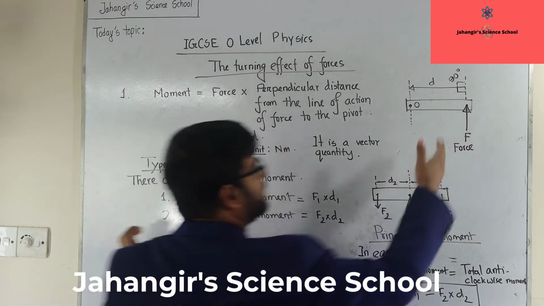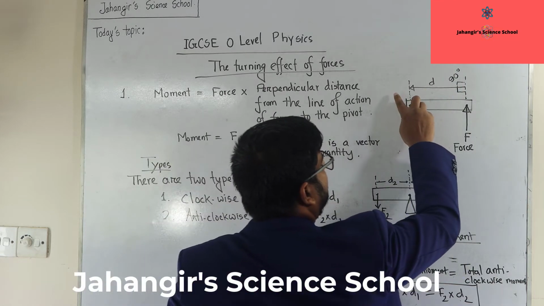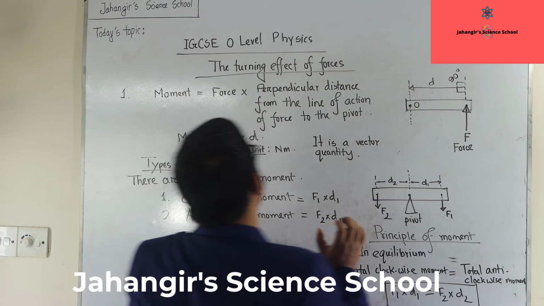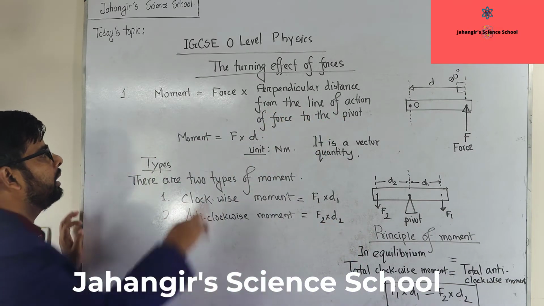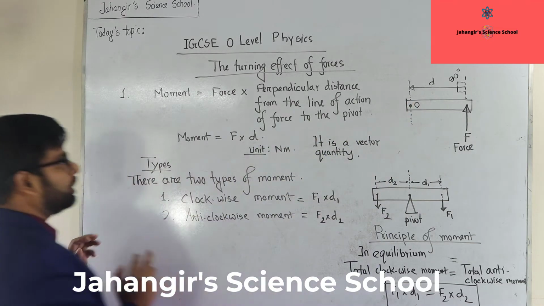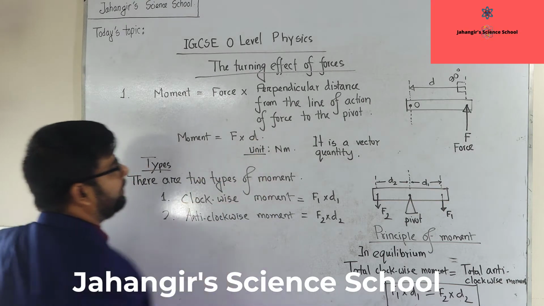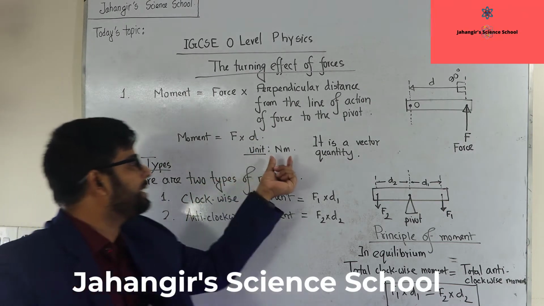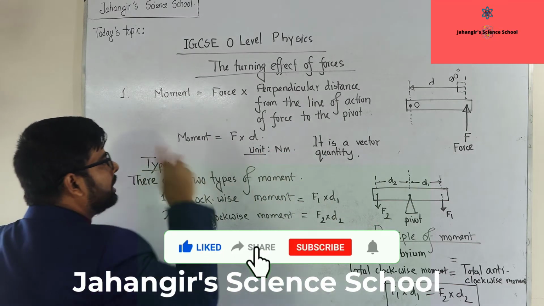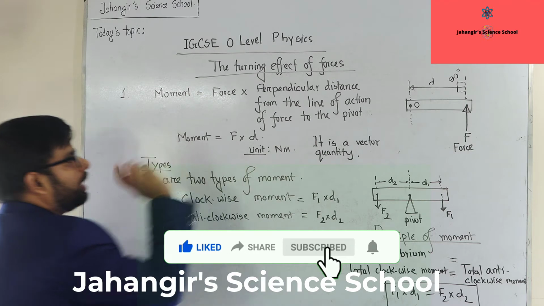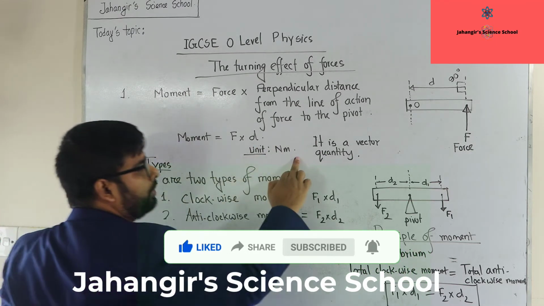Perpendicular distance means the direction of the line of action of the force and the distance are at 90 degrees. So, perpendicular distance from the line of action of the force to the pivot, here D is the perpendicular distance. So moment equals force F into perpendicular distance D. The unit is Newton meter. Why Newton meter? Because the unit of force is Newton and the unit of distance is meter. That's why the unit of moment is Newton meter.